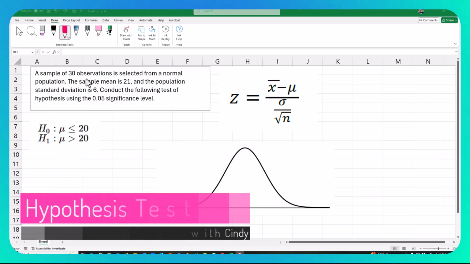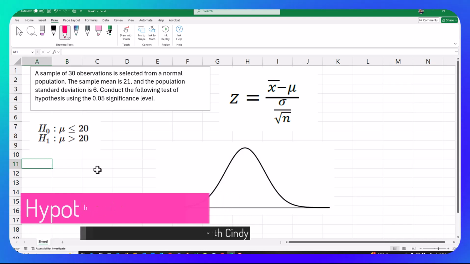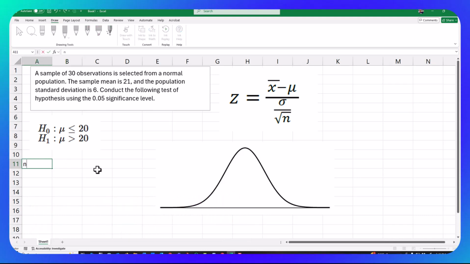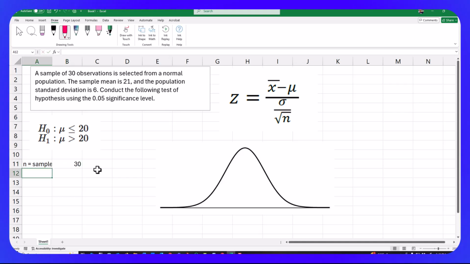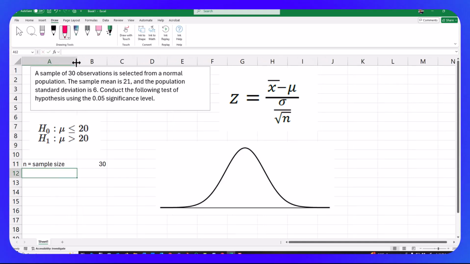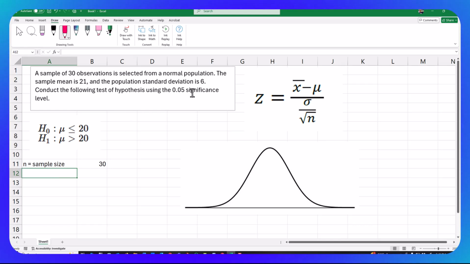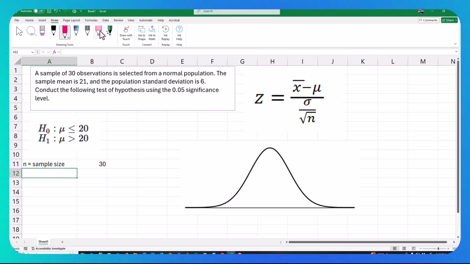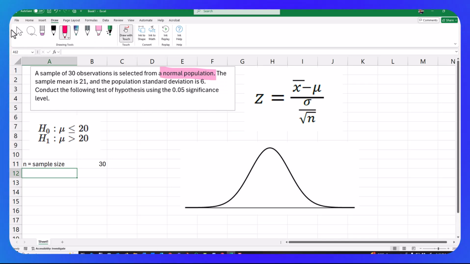All right, we're given some information here. It says a sample of 30 observations. I tend to start by writing N, which is my sample size, is 30. And then from a normal population, which tells me I can use my Z formula.